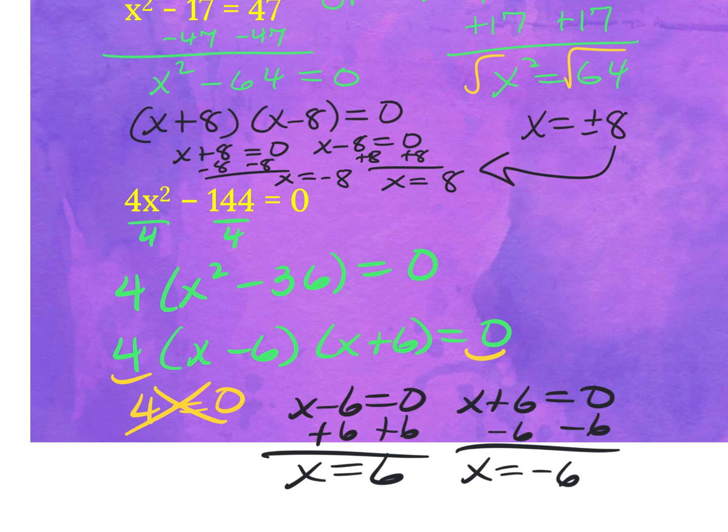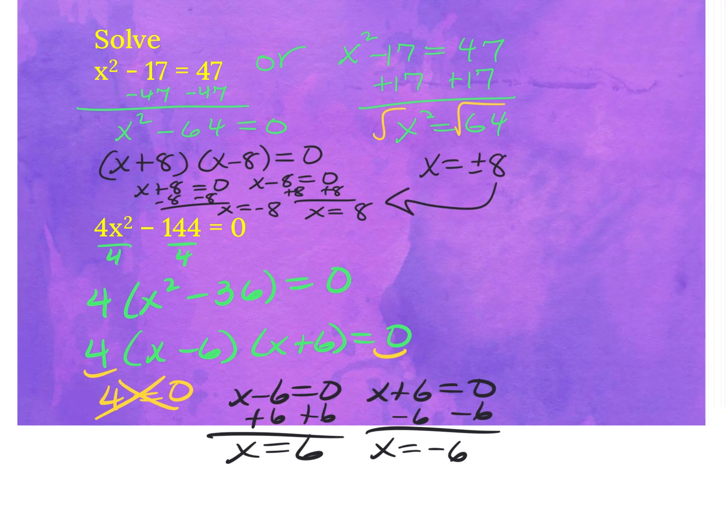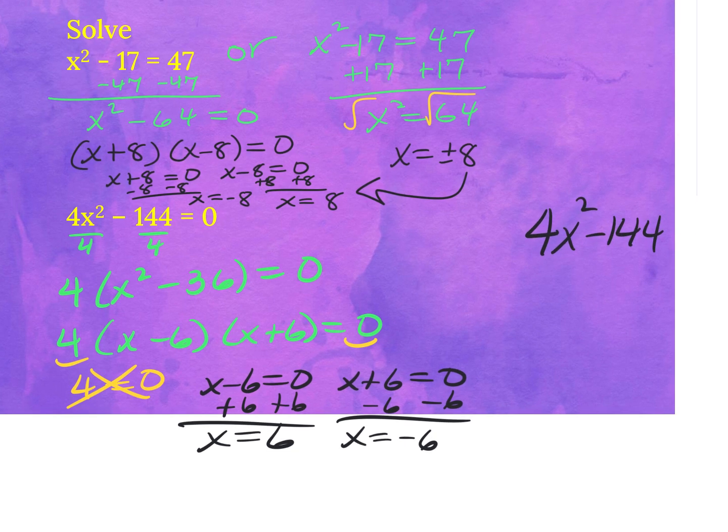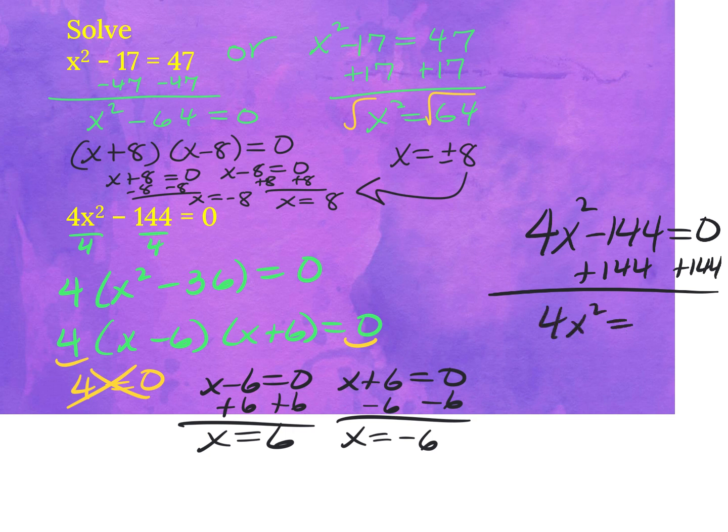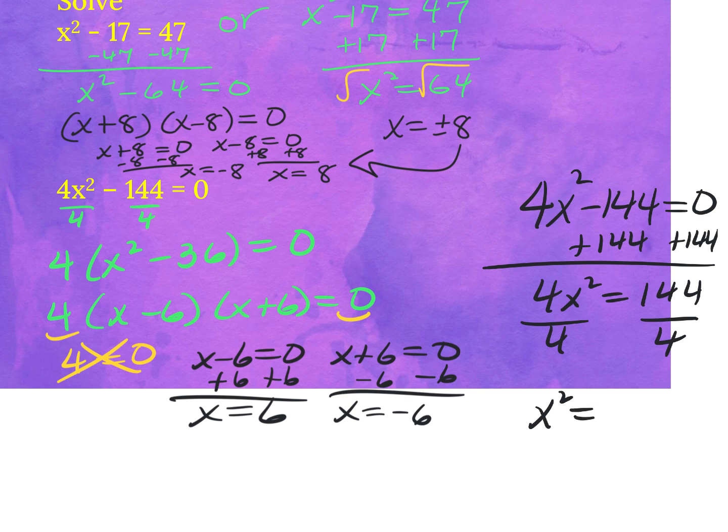Now, if you chose to do the square root method, so if I take the problem and instead use the square root method, you have to isolate the square term. So I would need to move the 144 over. This only works when it's a binomial, not with a trinomial. Then divide, still isolating the square. So now I have x squared equals 36. And then now I square root and get x equals positive and negative 6.